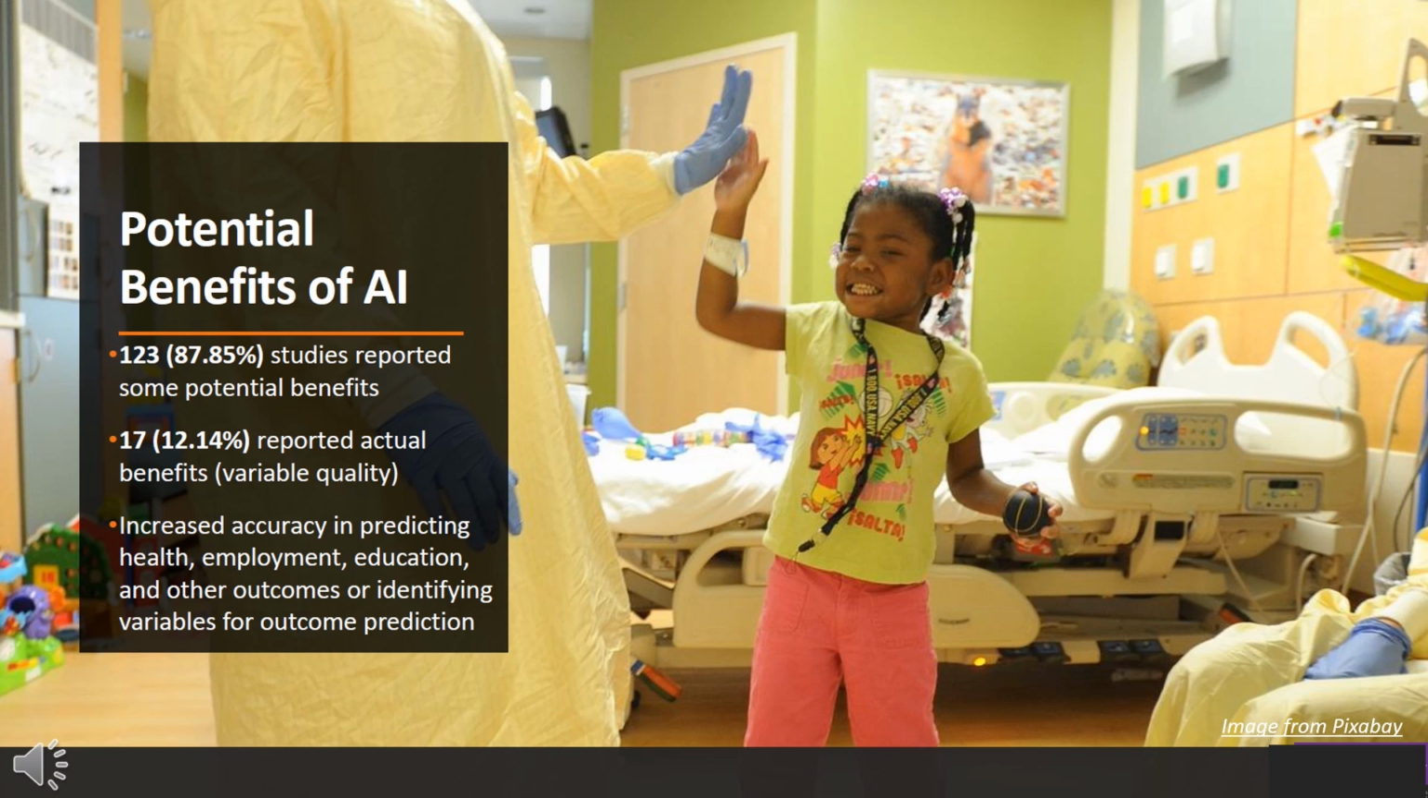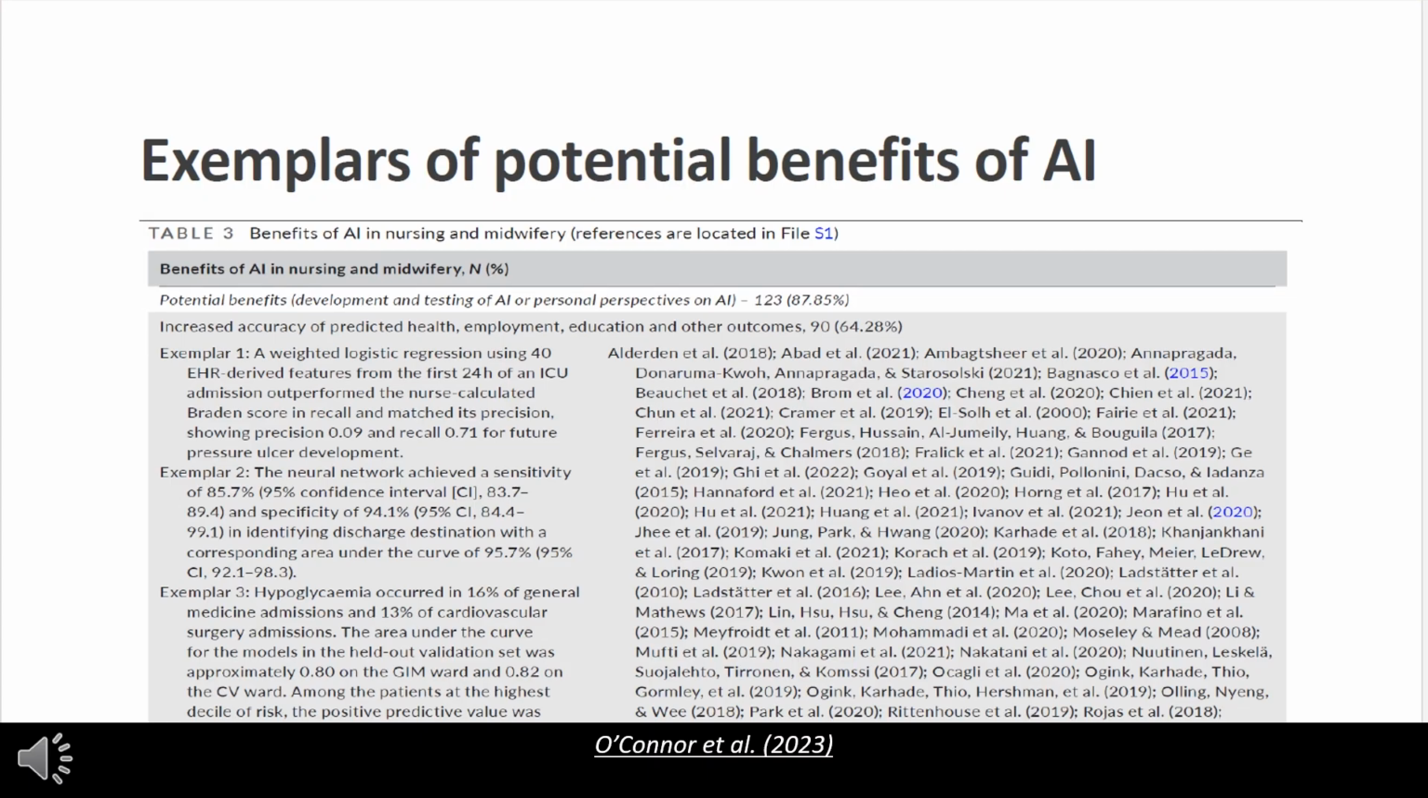Then a few studies reported potential improvements in nursing documentation and data standards, the management of nursing staff, triaging patients, making clinical diagnoses or monitoring patients and their environment. And again, more specific examples of the benefits of AI in nursing are in the published review.